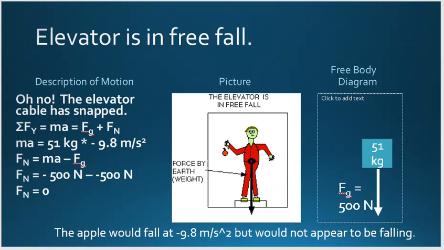So the only force acting on the man at this time is the force due to gravity. The apple would still fall at negative 9.8 meters per second squared, but it would not appear to be falling. It would appear to be floating because both the man and the apple are in free fall. So that concludes what we did in class.